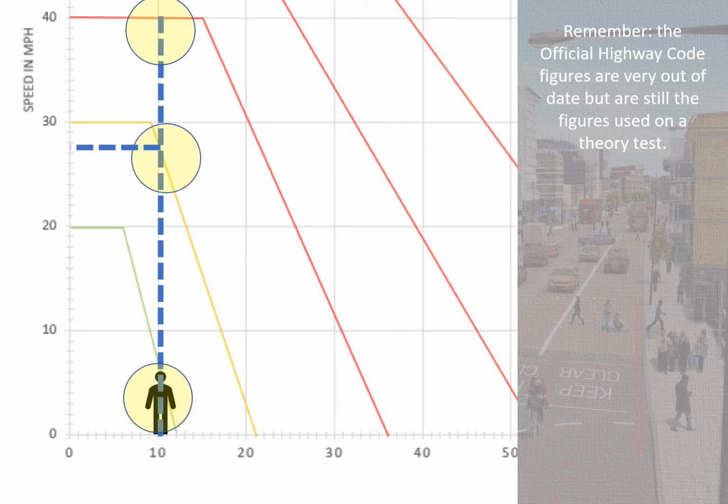If you were travelling at 20 miles an hour, that's the green line, and a pedestrian stepped out in front of you 10 metres ahead, by the time you've thought about it and brought the car to a stop, you would have travelled 12 metres. Remember, the pedestrian was only 10 metres ahead. So you will hit the pedestrian, but you will be doing a very low speed of maybe 2 or 3 miles an hour.